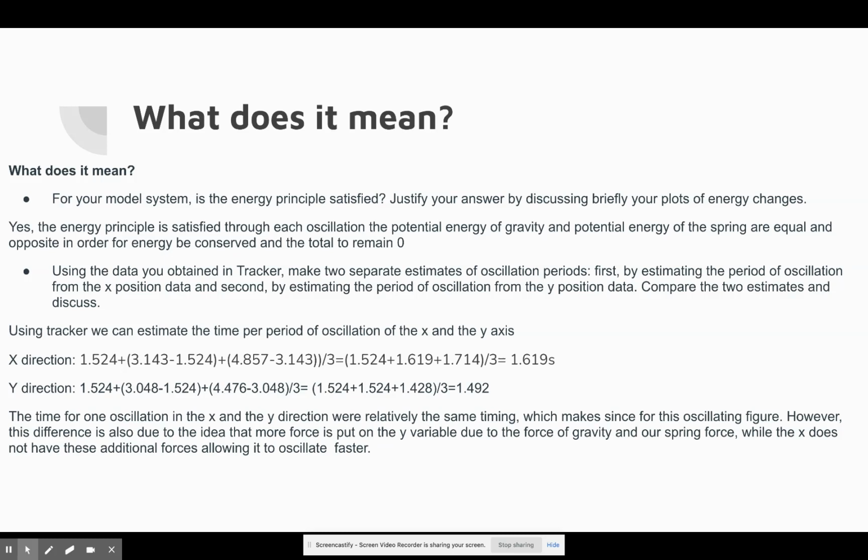And then for our oscillation periods of the x and y axis, we can see that the x direction does move a little bit faster in terms of oscillation than the y direction, which could be due to the force of gravity and the spring force on the y direction and not so much on the x direction, giving us a faster oscillation period for the x direction, since it does not include these forces.